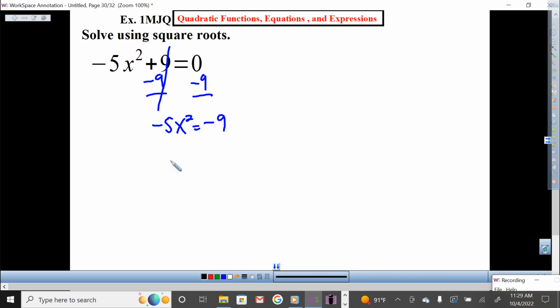All right. So what's our next step? Zoe, help us out. We need to leave x squared by itself, so what do we do? Divide by negative 5, divide by negative 5. So that leaves us with x squared equals negative divided by negative is a positive, so I'm going to leave it as a fraction, 9/5.